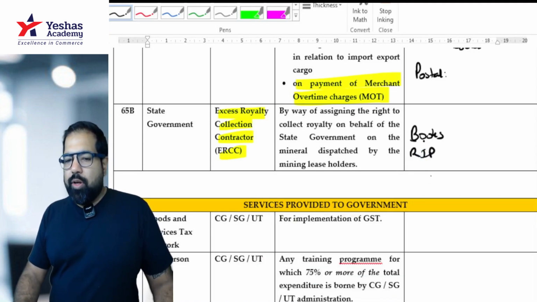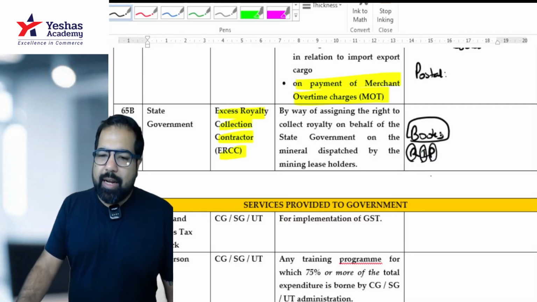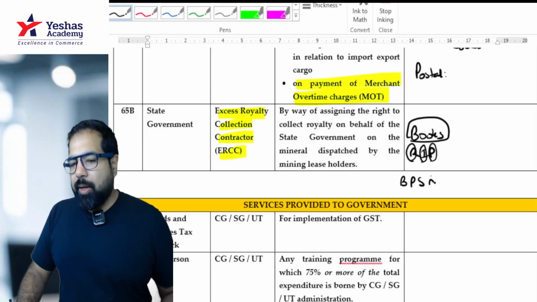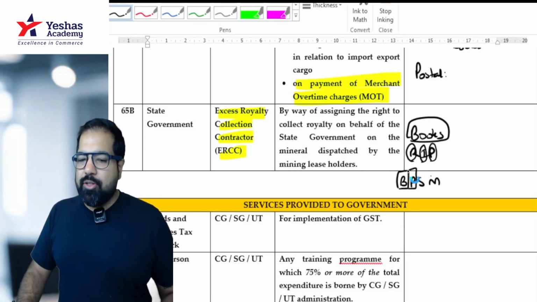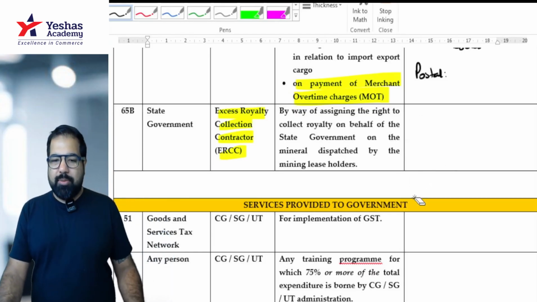Books RIP means if you do any book post or registered post or inland post or postal order, then in that case there is no GST. And basic pension saved money. Any basic saving bank deposit account, any pension services, any savings account or any money order also will not be subject to GST. This is the post office.